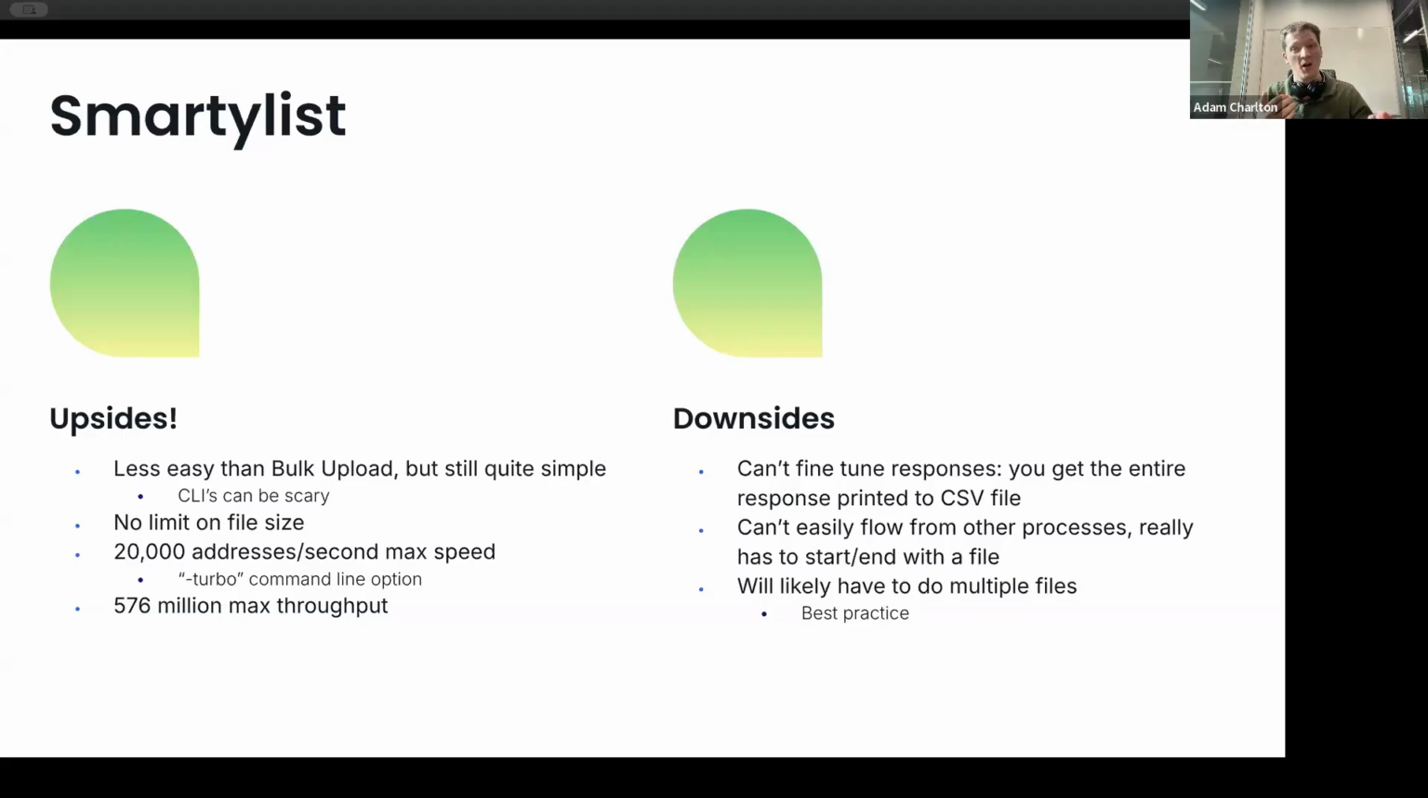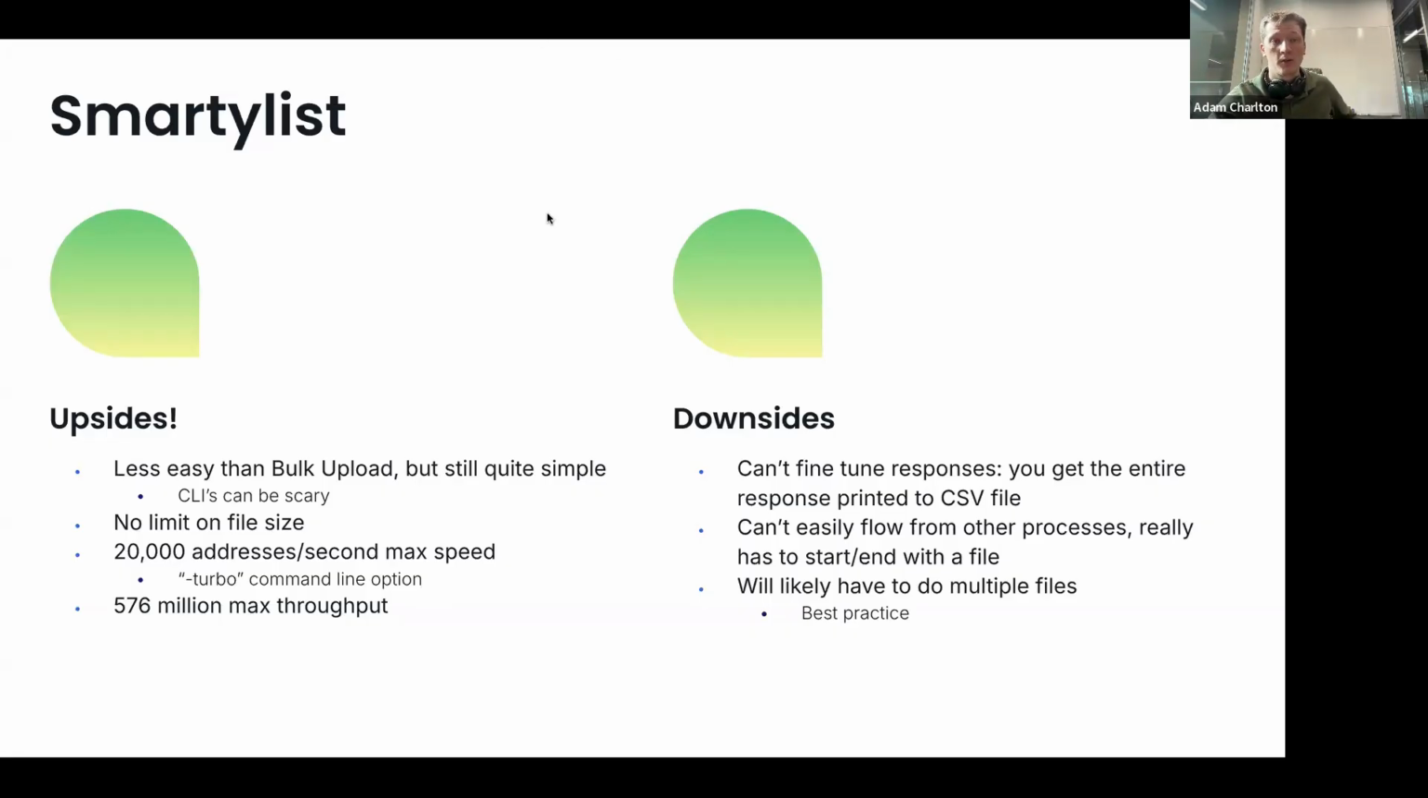However, for a no-code option, the Smartylist or the Smarty CLI is definitely going to get you the throughput that you need at the speed that you need. And so by end of the day, more than capable of running the entire US multiple times, which satisfies our constraints. So with that, those are the no-code options that we have.